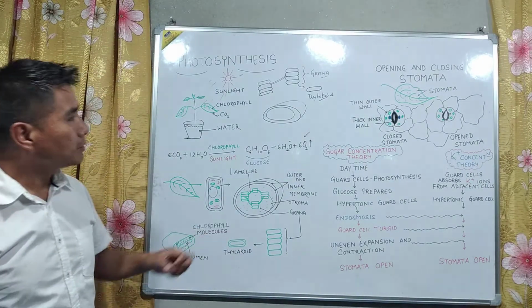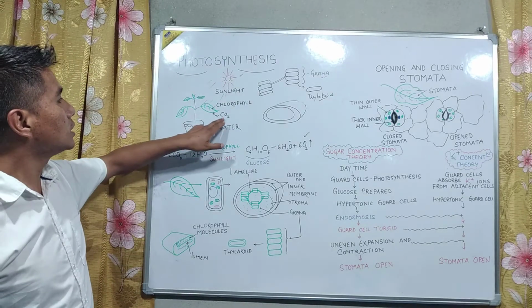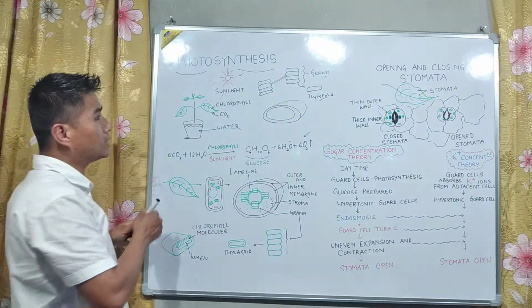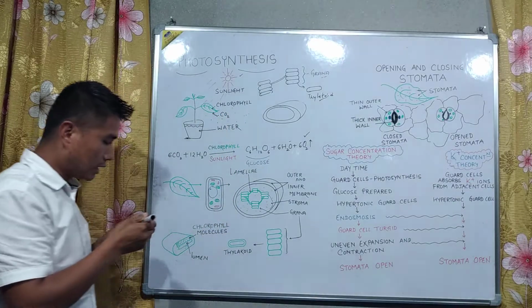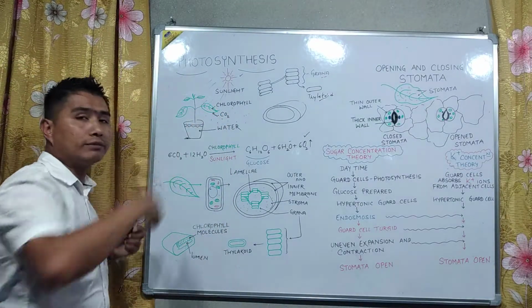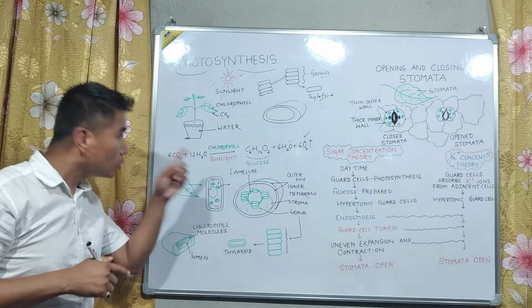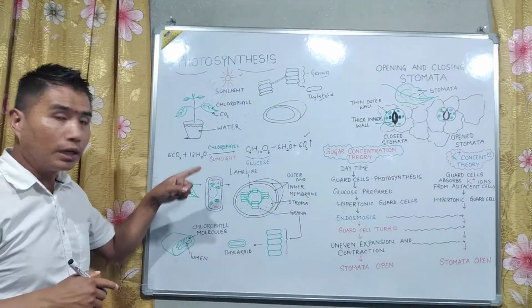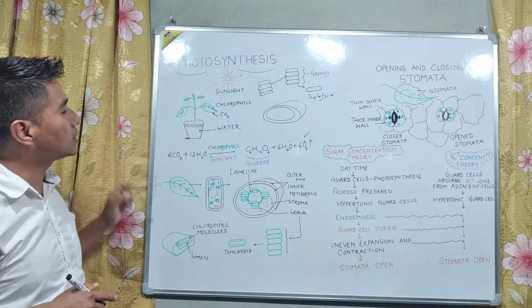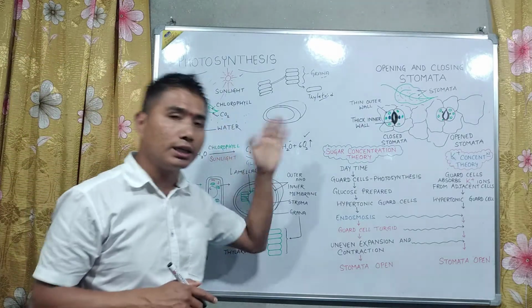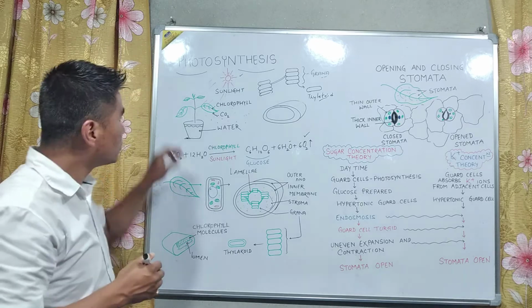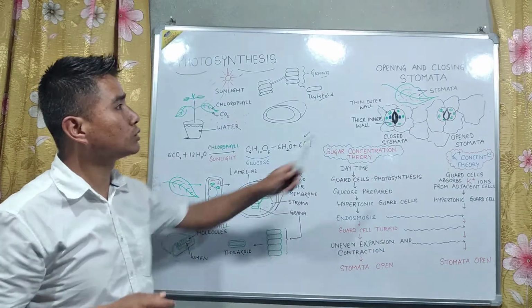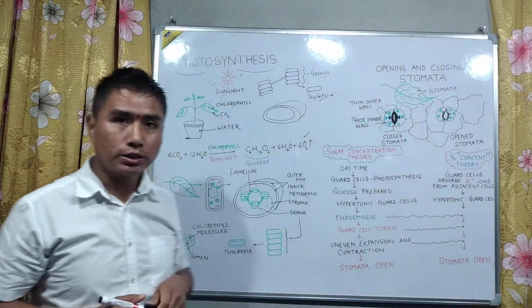Fine. Now next is carbon dioxide. Carbon dioxide is present in the air. Now this carbon dioxide has to enter the leaf, then only photosynthesis can take place. How will carbon dioxide enter the leaf? Now we know very well, in the leaf we have small pores, and those pores are known as what? Stomata. Yes or no? Fine.